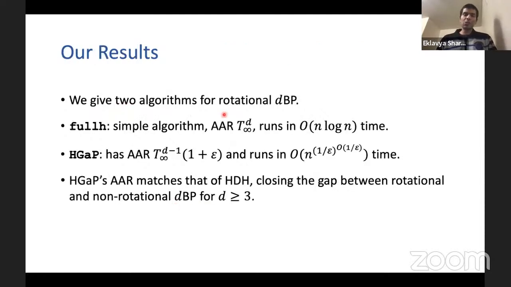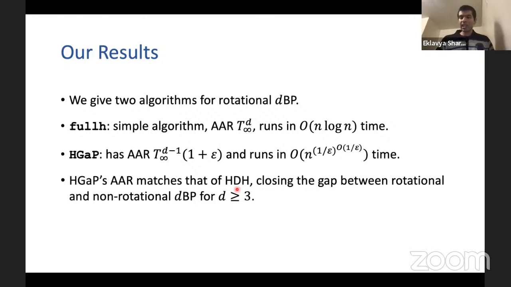So we give two algorithms for rotational d-dimensional bin packing. We give the Full H algorithm, which is a simple algorithm, and it has an asymptotic approximation ratio of T infinity to the power D, and it runs in n log n time. And we give another algorithm called the H-gap algorithm that has an AAR of T infinity to the power D minus 1 times 1 plus epsilon, where epsilon is a parameter to the algorithm and its running time is a large polynomial. So the H-gap algorithm's asymptotic approximation ratio matches that of Caprara's HDH algorithm.